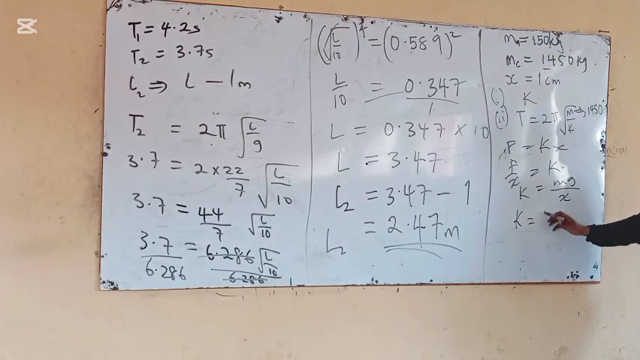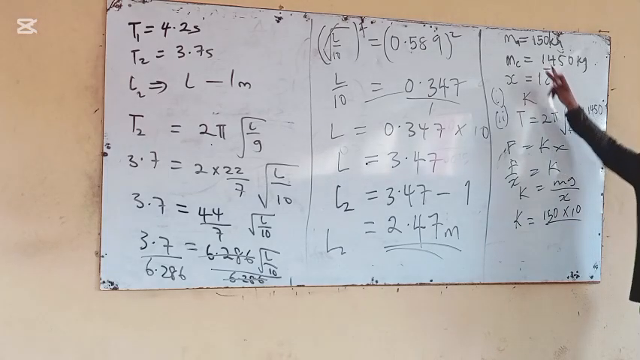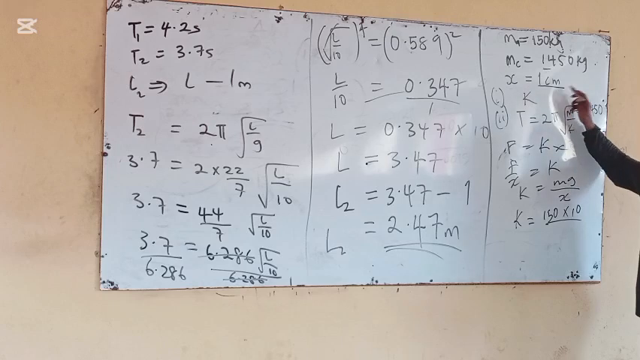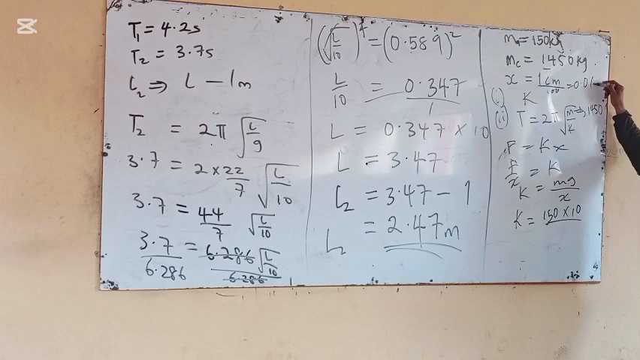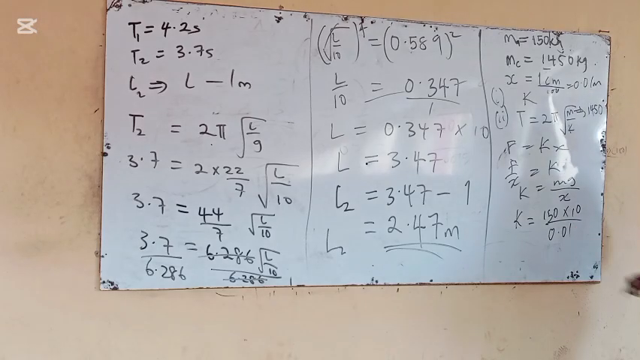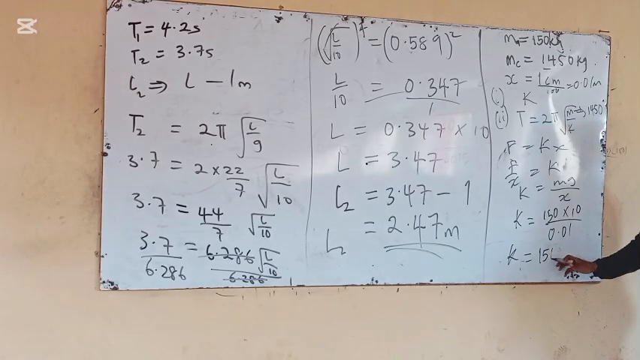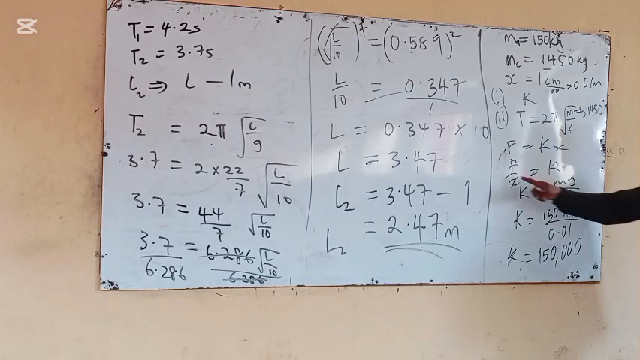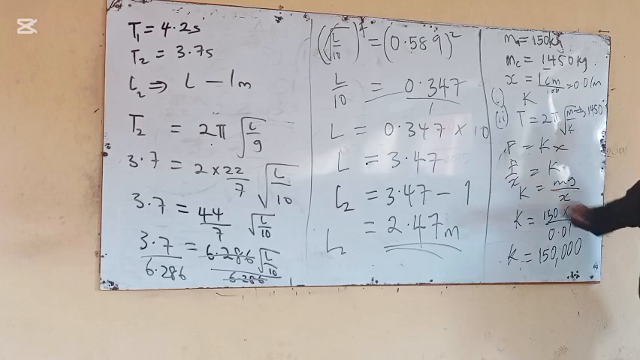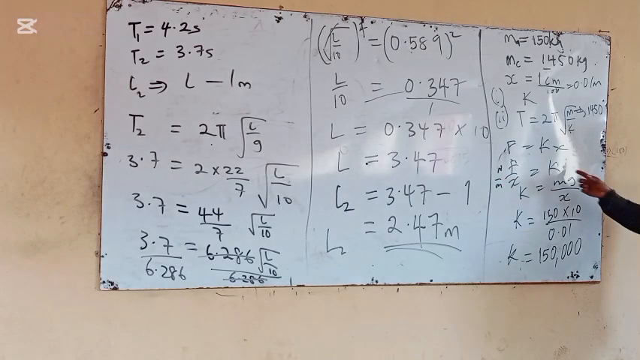So I will now have k equals 150 times 10 all over x. This is 1 centimeter, which should be converted to meters: 0.01 meter. So punch everything for me. What do you get for k? 150,000. Now, if I ask you what is the unit of this k, it is newton per meter. Yes, that is how you get this particular spring constant.